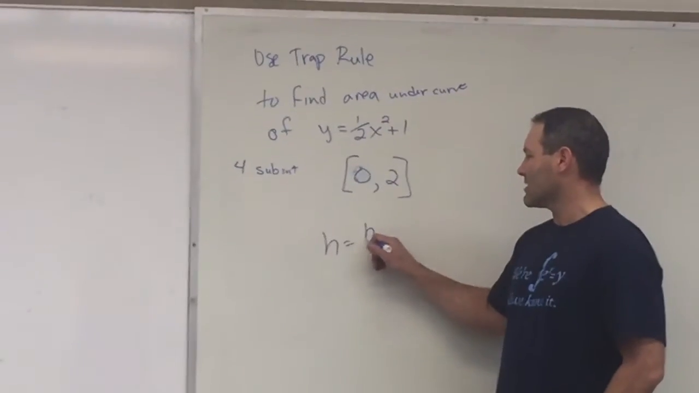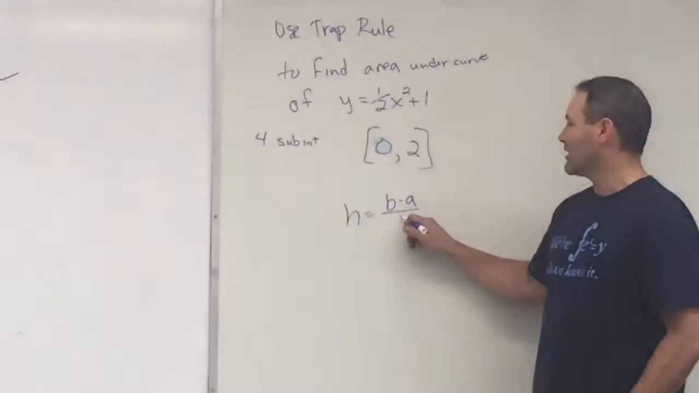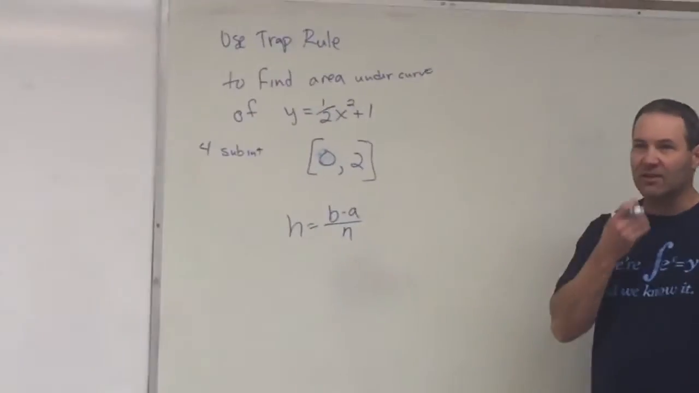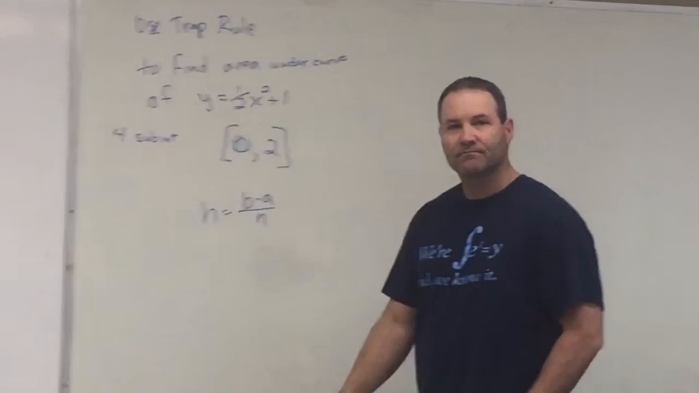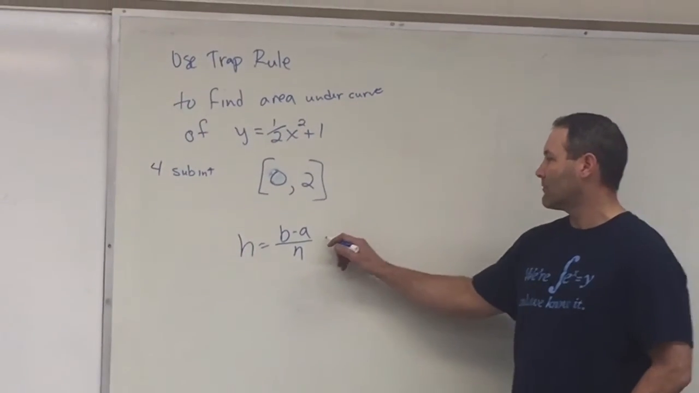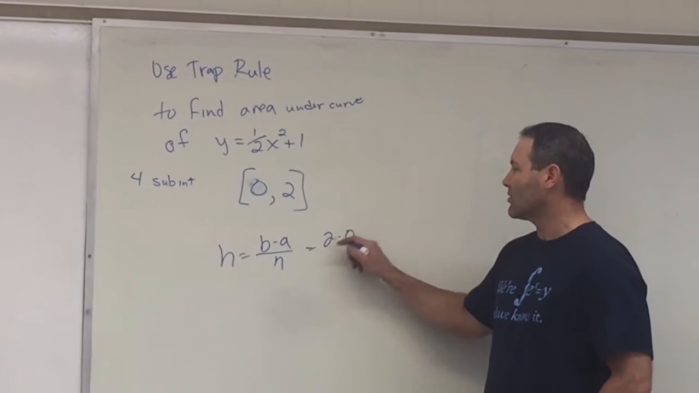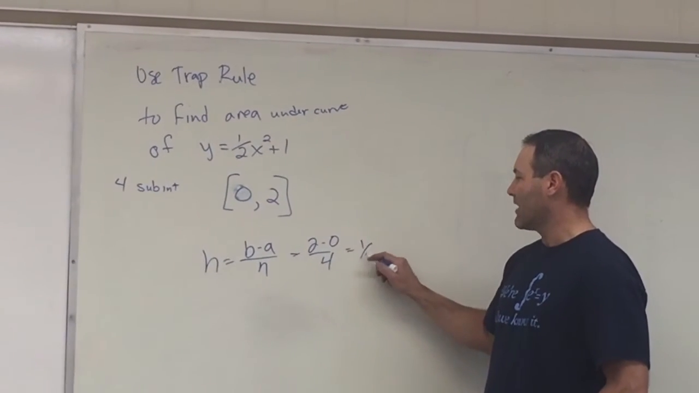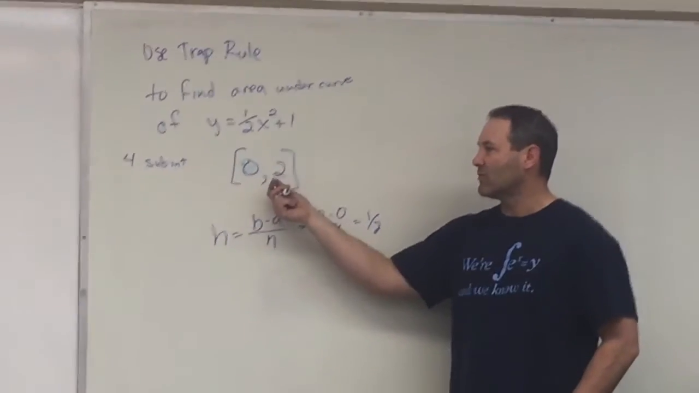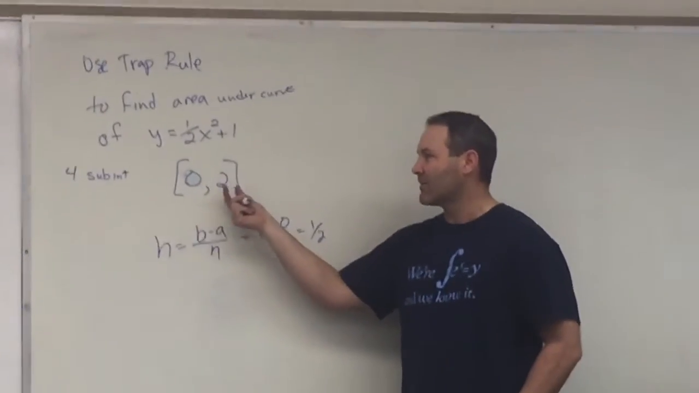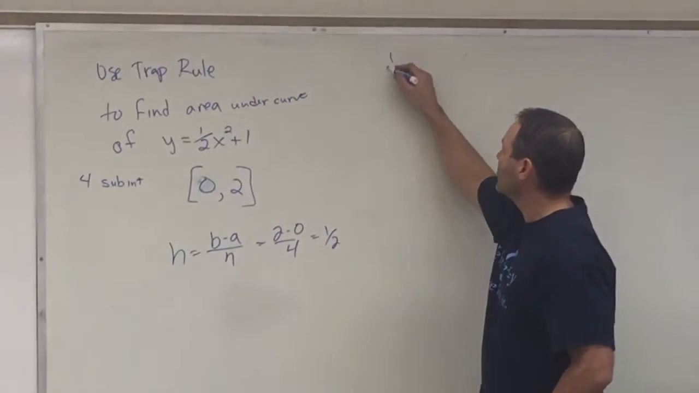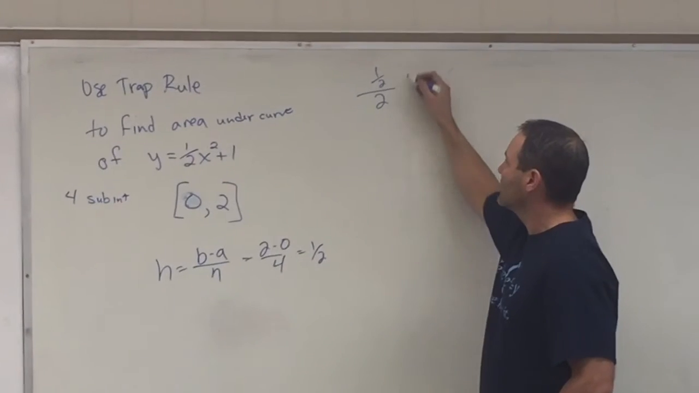H is b minus a over n. So what's our h? 1/2. Yeah, 2 minus 0 over 4, so we get 1/2, right? Which makes sense. If we're going to have 4 subintervals from 0 to 2, we have to go up by half, half, half, half, and that'll give us our 4 subintervals. Okay, that's our h. So 1/2 over 2 is out front.